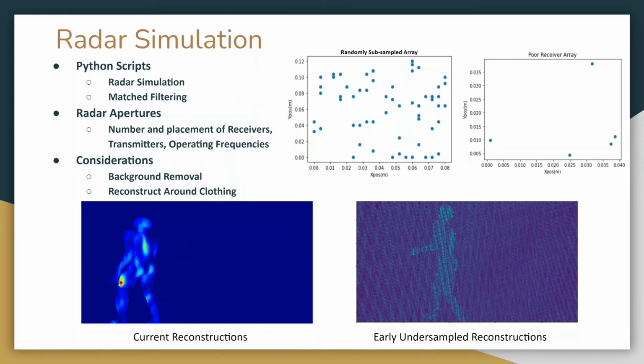Several other factors were also considered to improve the design. We had to account for the possibility of metals being hidden far beneath the clothing, so we reconstructed a layer around the positions given to us by the depth camera. Background removal was also implemented to both improve the computation speed and remove obvious artifacts of aliasing.